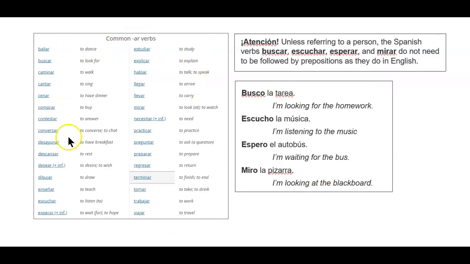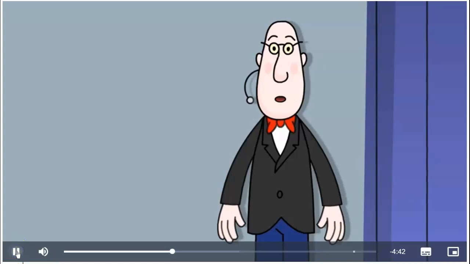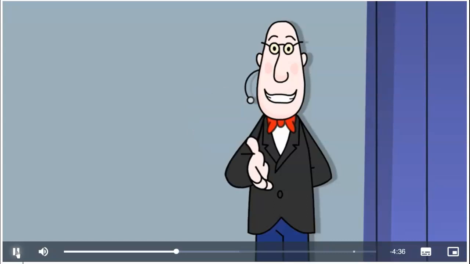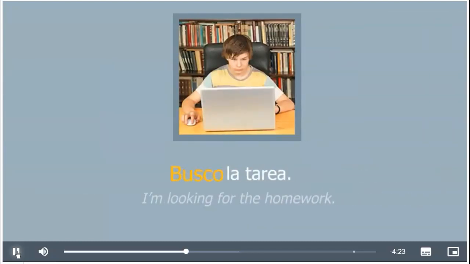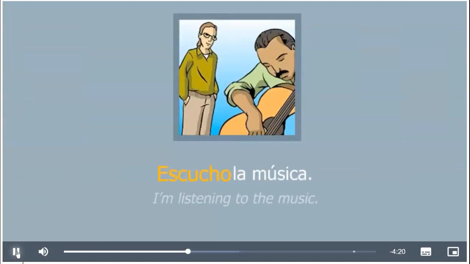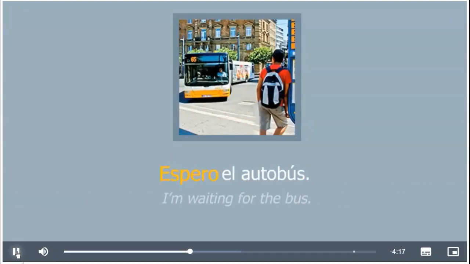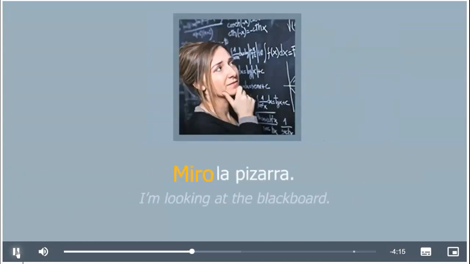Notice that I have included a longer list of common AR verbs. They're all found on your vocabulary list, so you have them 2 places now. But let's pay attention to this section here. Pay attention to buscar, escuchar, esperar, and mirar. Unless they're referring to a person, they're not followed by a preposition as their English equivalents can be. Buscar, escuchar, esperar, mirar. Busco la tarea. Escucho la música. Espero el autobús. Miro la pizarra.